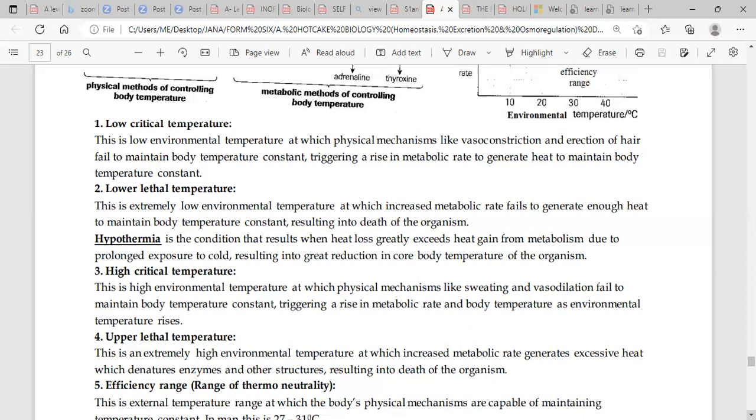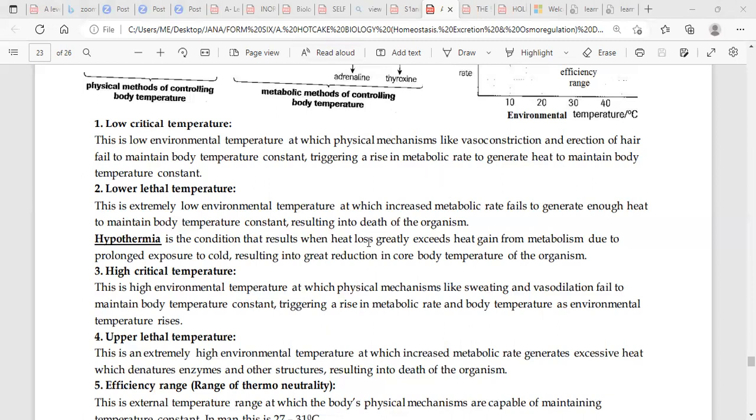Now, once there is continuous triggering of the metabolic rate, as you know, when you have a rise in metabolism, then it is increasing the heat that is being generated alongside. So what happens? You will have the body temperature also increasing or rising beyond what it was. That is what happens at the upper lethal temperature.